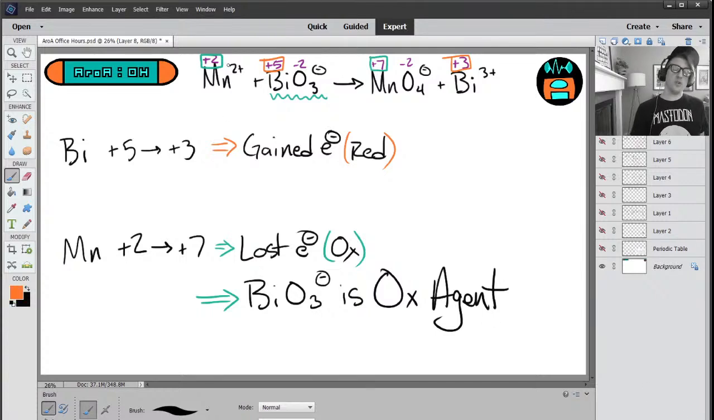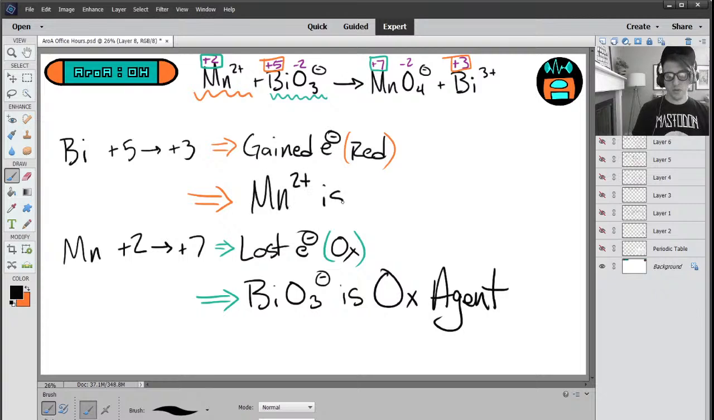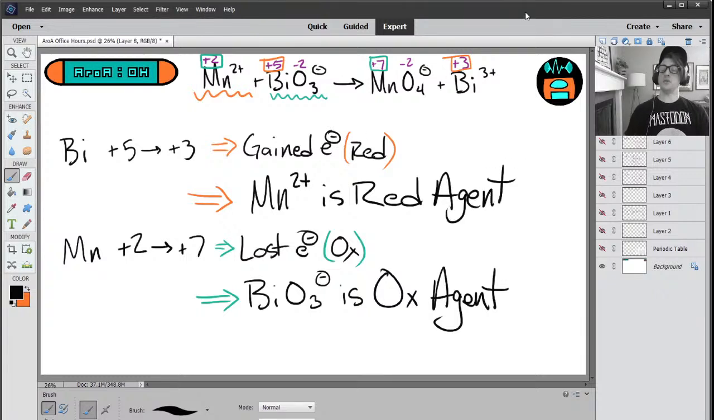When you ask the question, what reacts with bismuth to cause its reduction, the answer is manganese 2. So I want to do that in black. Manganese 2, because it reacts with bismuth causing the reduction, is the reducing agent. All right, so that is how you identify oxidizing and reducing agents.